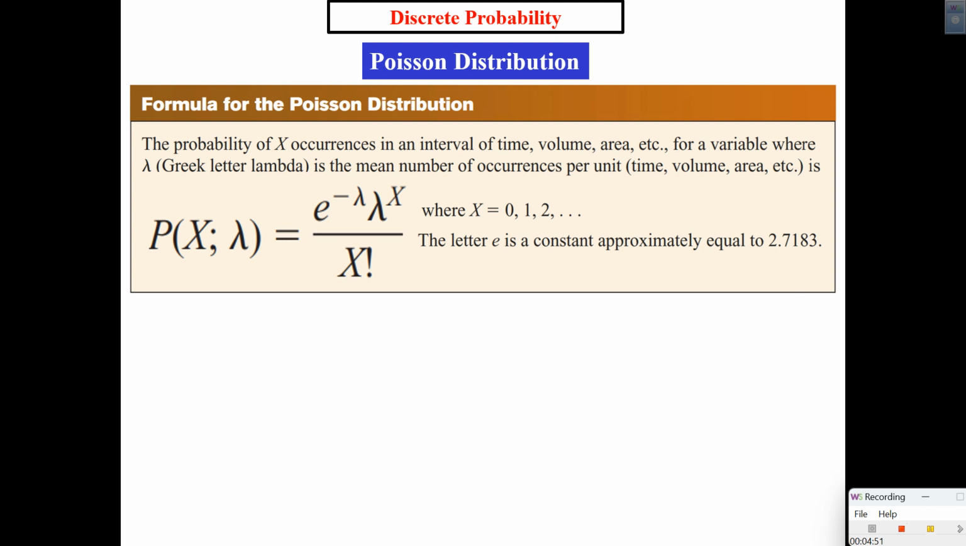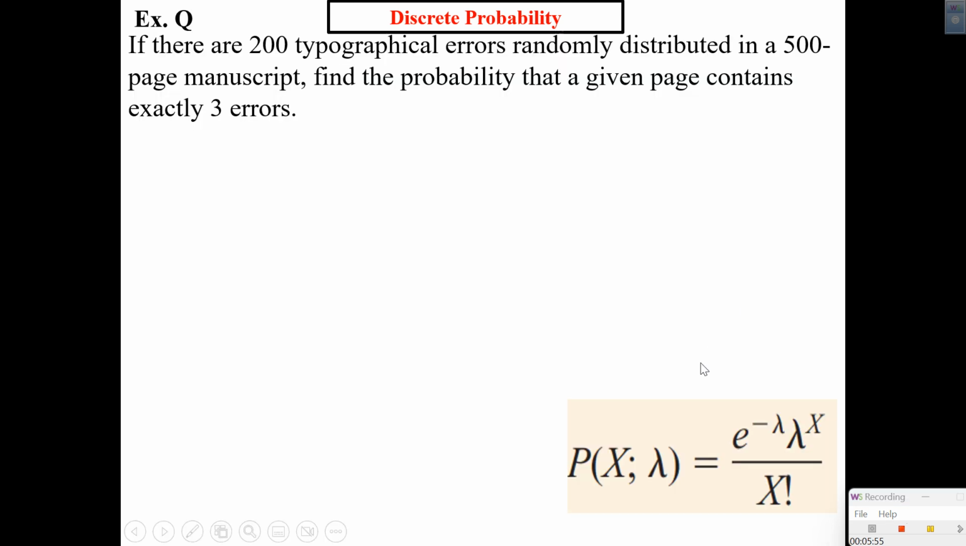All right. Here we go. Example Q. It reads, if there are 200 typographical errors randomly distributed in a 500-page manuscript, find the probability that a given page contains exactly 3 errors. Copy that one completely, at least so you can have one whole example in your notes. I'll give you some time.